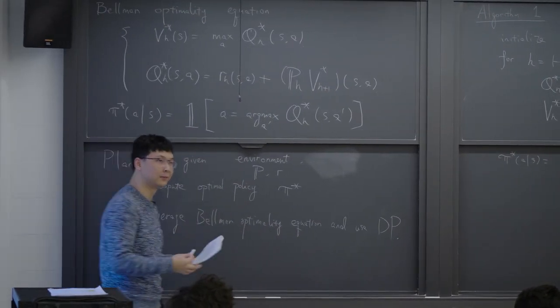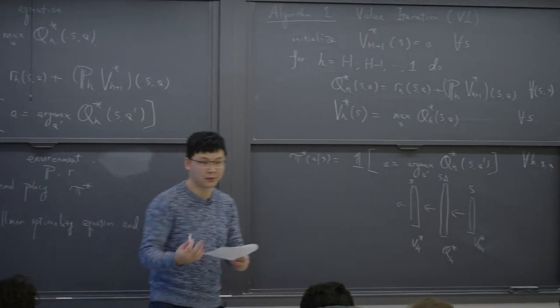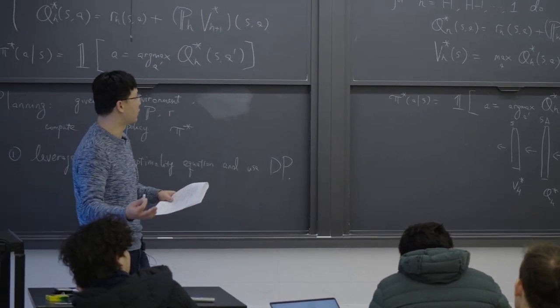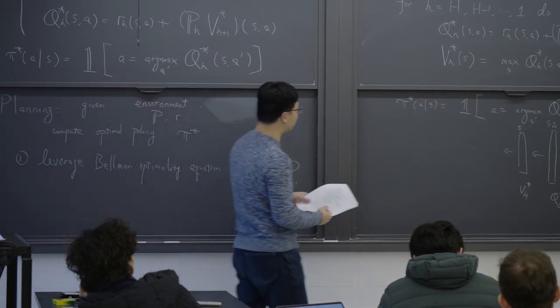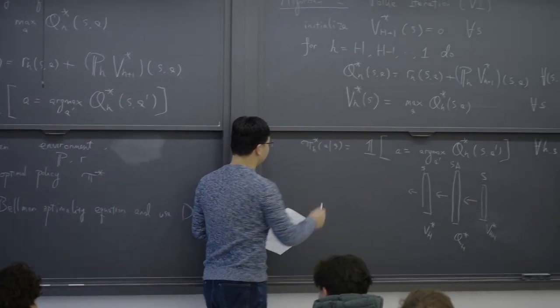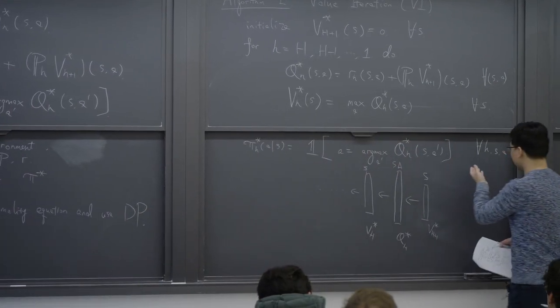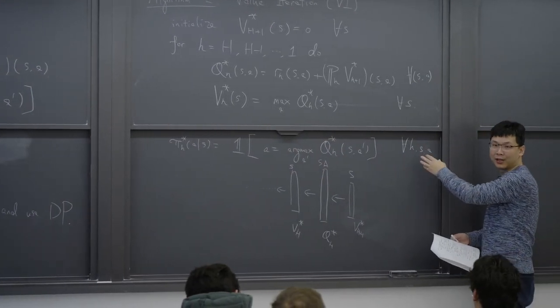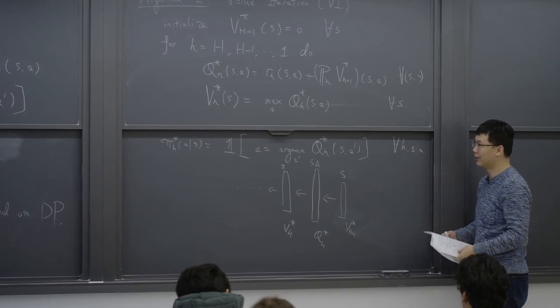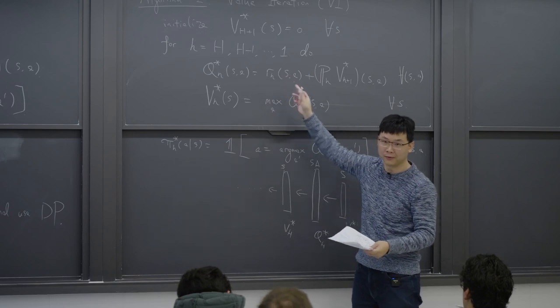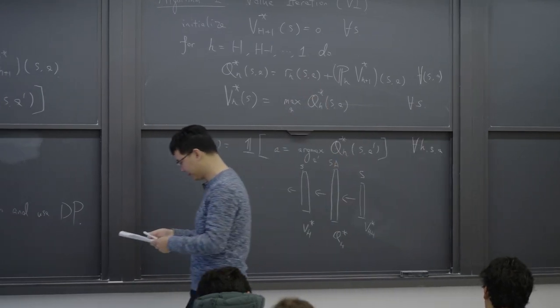Any questions so far? Yes? Is pi star inside the for loop or outside? The question is whether pi star is inside the for loop. Because we are already given this value function for any h, it can be outside the loop. But you can also put it inside the loop, then you don't need to do any extra h because you already do the for loop. Both are fine.